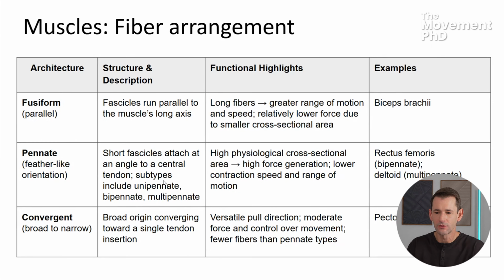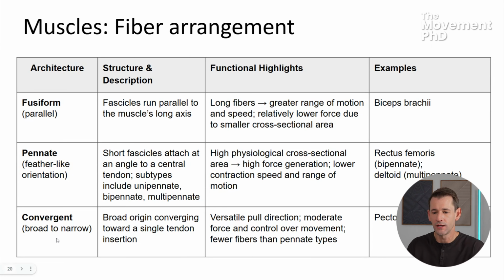There are some subtypes, and we'll talk about these in the individual units. Unipennate just means they attach on one side. Bipennate just means that they look like a feather, so it attaches from both sides. Multipennate means that there's a bunch of different pennate angles. Deltoid would be an example of a multipennate because you have three different heads that all have some pennation to each of those central tendons. So high cross-sectional area, high force generation, but the contraction speed and range is lower because they're at an angle. So rec fem is a bipennate, deltoid, multipennate.